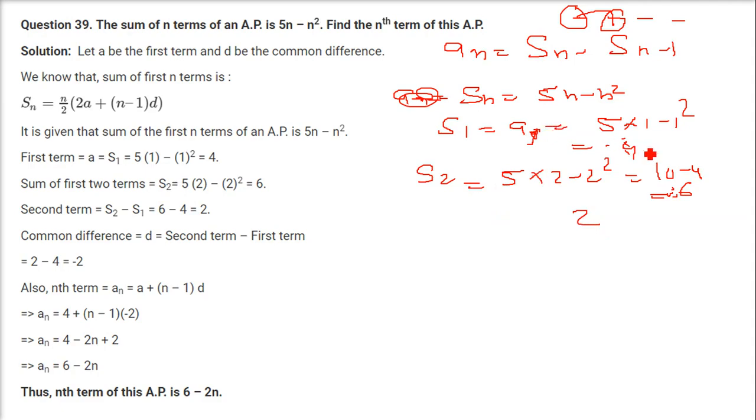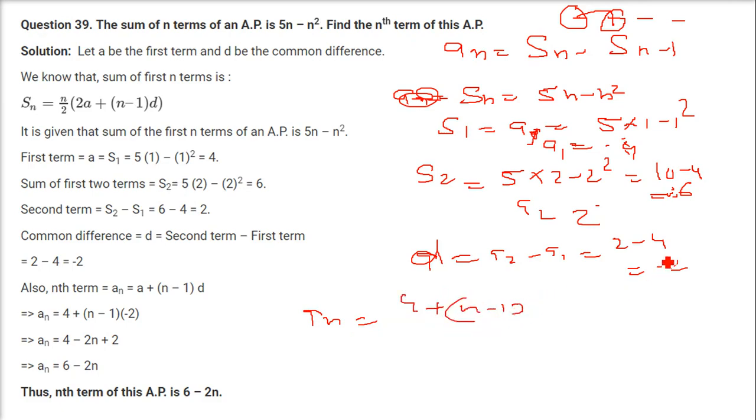So we have the first term and the second term. Now d will be the second term minus the first term, a2 minus a1, so 2 minus 4, you get minus 2. So d is known, a is known. When you have a and d, you can find out an. an is a plus (n minus 1) into d. a is 4, plus (n minus 1) into d. What is d? We just found it to be minus 2. So 4 minus 2n plus 2, which is essentially equal to 6 minus 2n, is an.